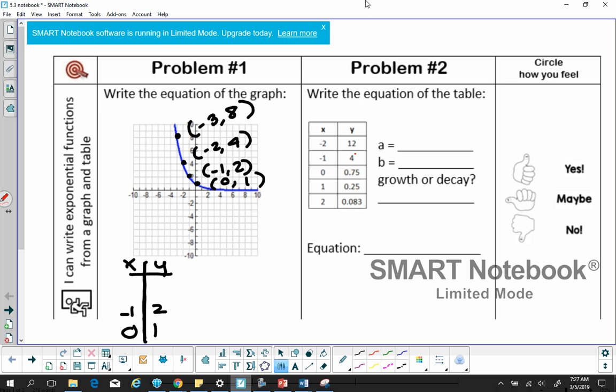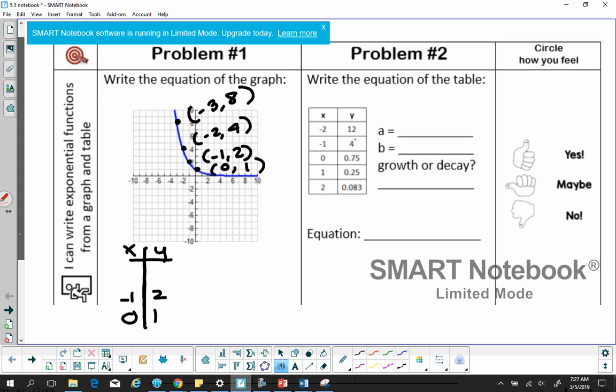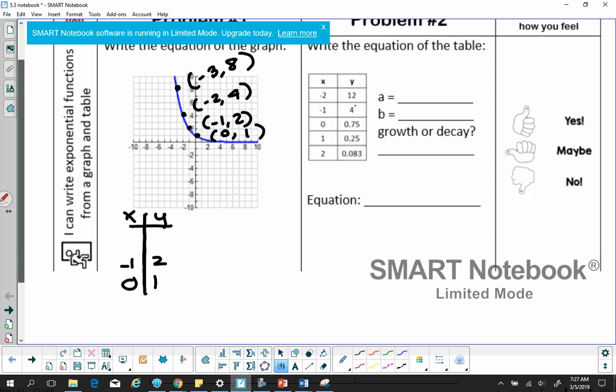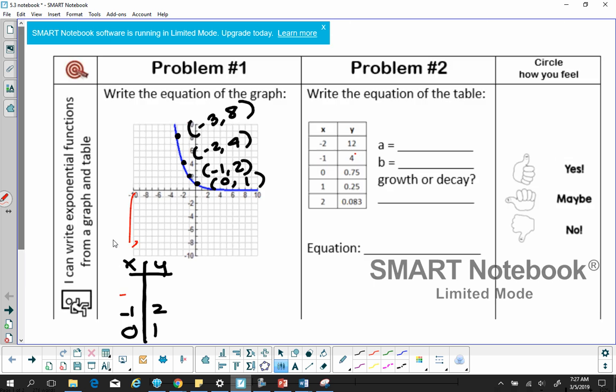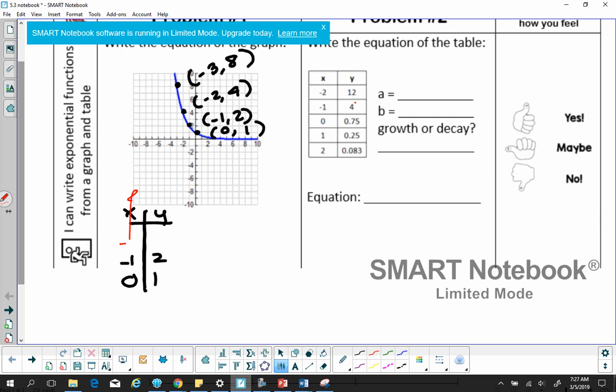The table? Okay. How do I fill in my table? Okay, so we've got 0, 1, negative 1, 2, what else? I can't. Negative 2, 4, what else? Negative 3, 8. Perfect. Did everybody get that for their table? Fill in their points?